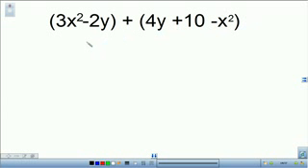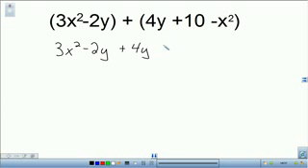First step is let's write it without the parentheses. Can I combine these? No. Is there anything to multiply across? No. So 3x squared minus 2y, and then plus, there's just one of these parentheses, and since it's positive, I don't have anything to distribute. So I'm going to say this is plus 4y, and I can't combine it with anything else, so just plus 10, and then minus x squared.